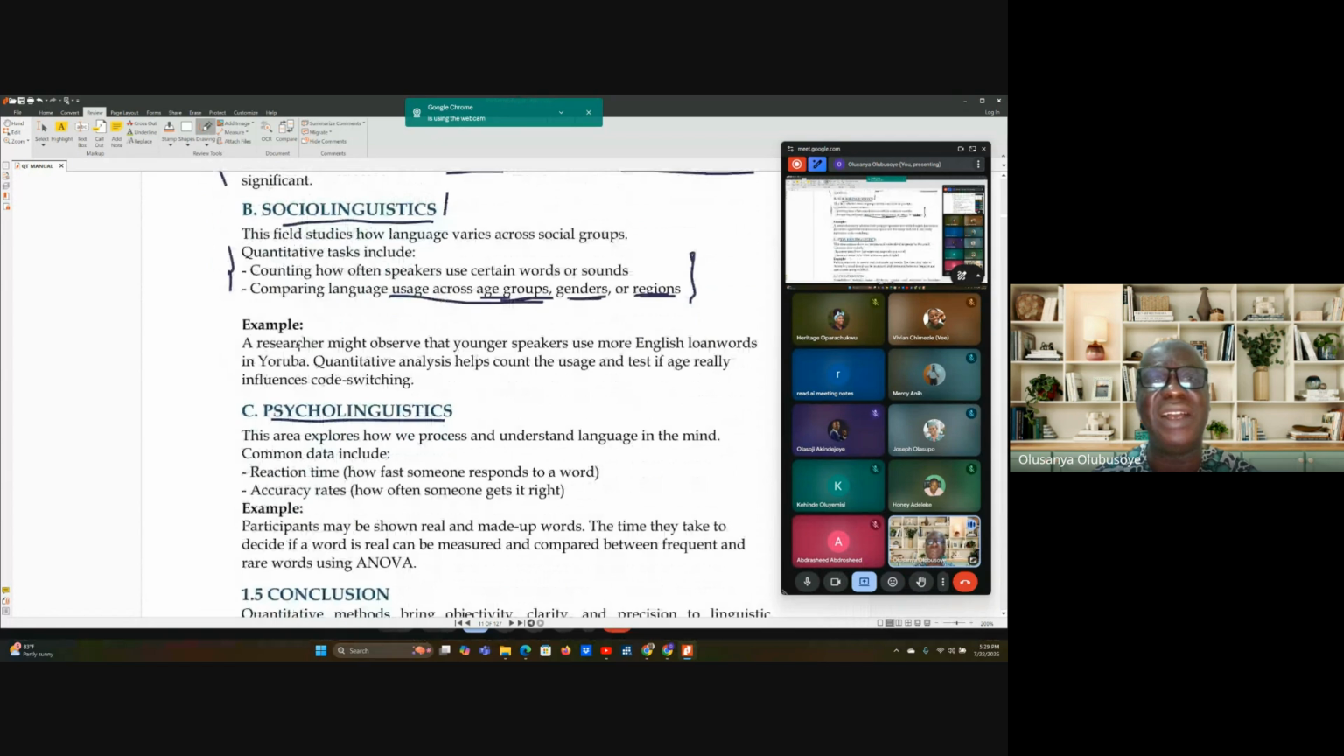I have an example here. You have a researcher who is interested in observing whether young speakers use more English loan words in Yoruba. I'm sure you know that there are even many of you, whether you are Yoruba or Igbo, you can't speak your language without interjecting it with a foreign language. Am I correct?